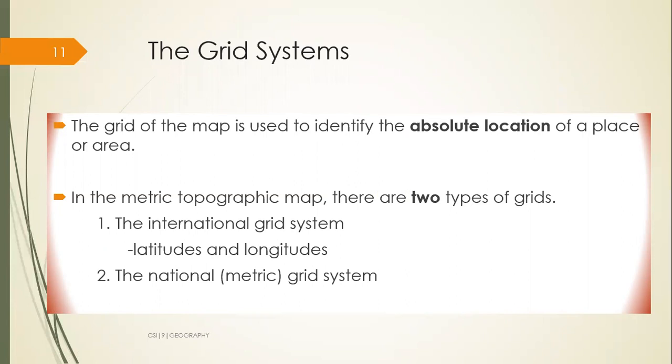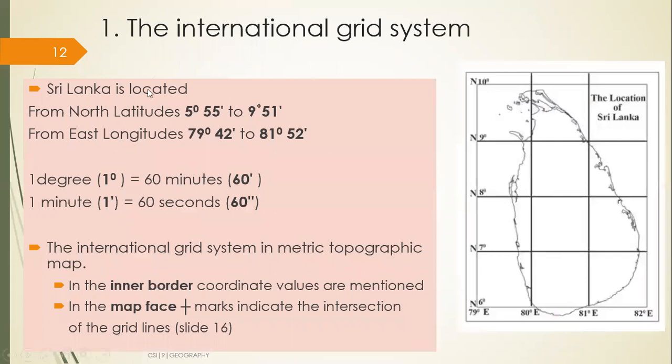The grid system is an important thing in the map. So the grid of the map is used to identify the absolute location of map. Absolute location is always given by longitudes and latitudes. Then there are two types of grid systems, international grid system and national grid system. For international grid system, latitudes and longitudes are given. For national grid system, the lines are there, but we don't call them latitudes and longitudes. Those are vertical and horizontal lines. Here you can see the international grid system.